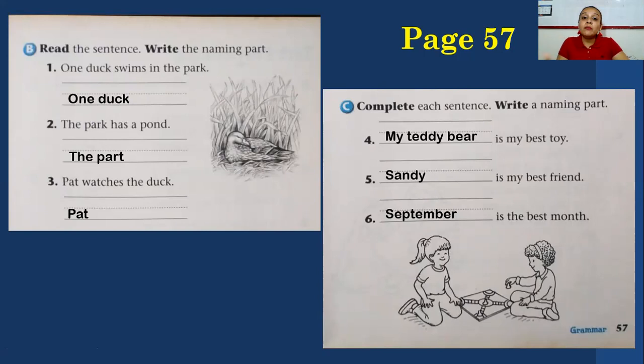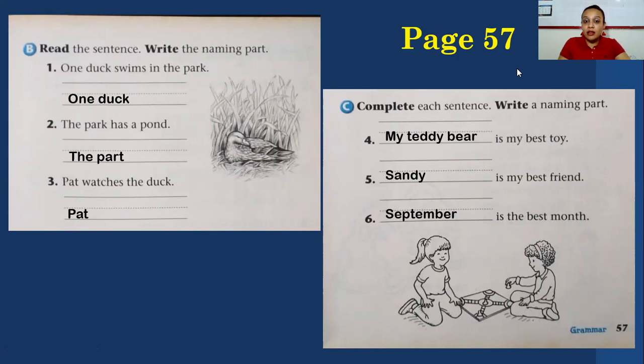And when you are talking about the subject, that is the naming part of a sentence. Number 2, the park has a pond. The park has a pond. The park. And number 3, Pat watches the duck. So who is the subject? It is Pat.